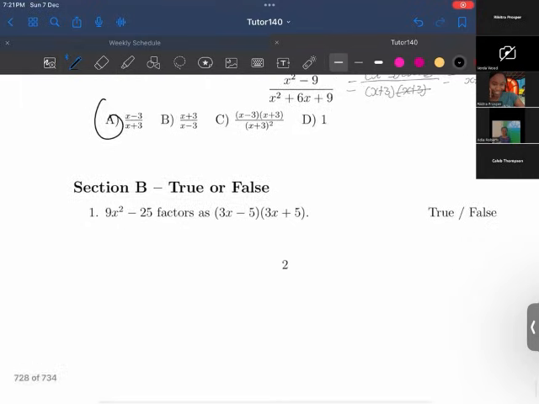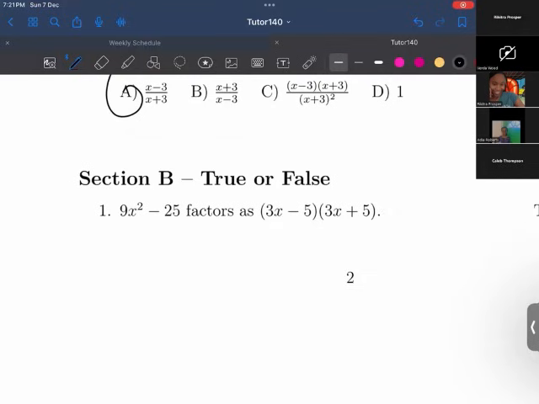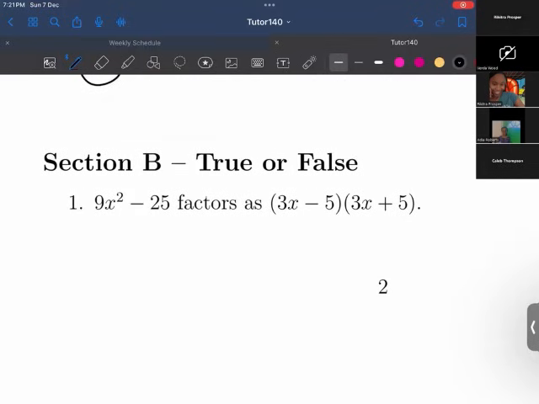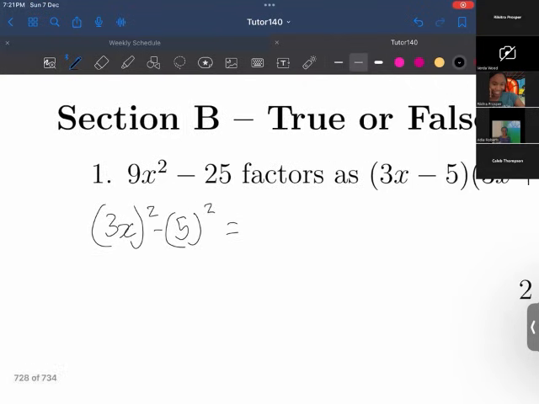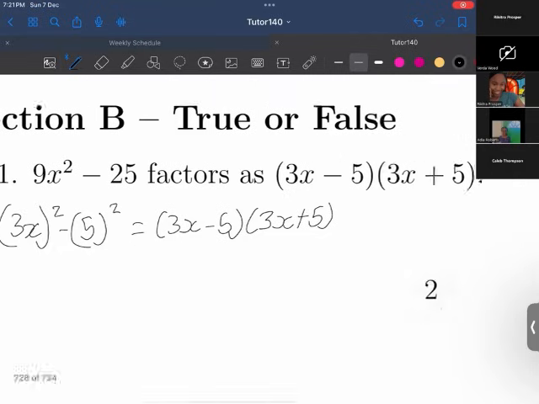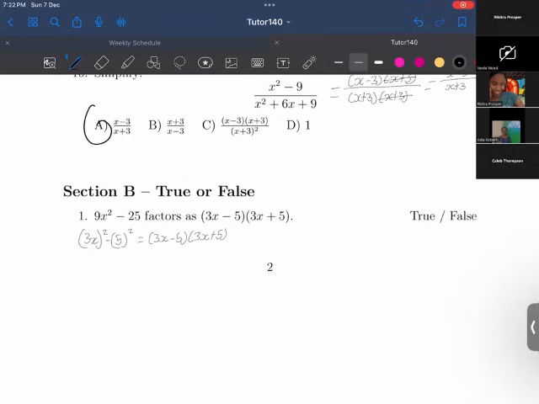Okay, so true or false? 9x squared minus 25 factors as 3x minus 5, 3x plus 5. Again, this is the difference of two squares. So I see 9 is a perfect square, so this is 3x all squared. And then 25 is a perfect square. The square root of 25 is 5, so that's 5 squared. Remember, the difference of two squares is a minus b, a plus b. So this would be 3x minus 5, 3x plus 5. So that does factor as that, so this is true.